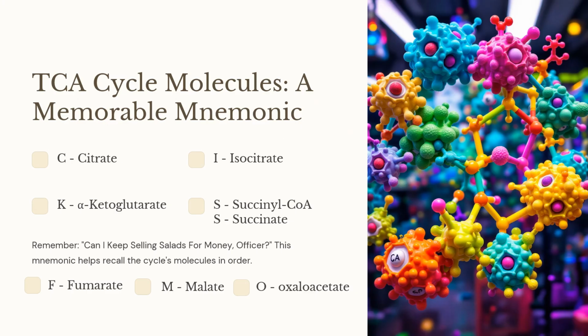There is a mnemonic to remember the TCA cycle. The mnemonic is, can I keep selling salads for money, officer? Fine. So C stands for citrate, I stands for isocitrate, K stands for α-ketoglutarate, the two S stand for succinyl-CoA, succinate, and F stands for fumarate, M for malate, and O for officer. Sometimes we might tend to forget one or two of the enzymes in that order, so this mnemonic helps to remember it.